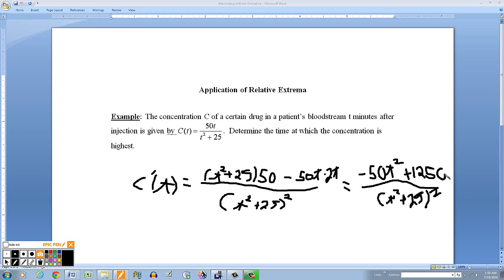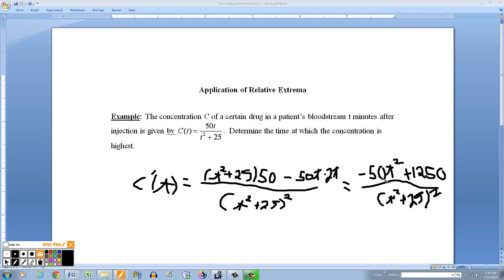Okay, so this problem is dealing with relative extrema. For the relative extrema, we need the critical numbers of the function, which are those numbers in the domain of the function for which the derivative is 0 or the derivative is undefined. Since we have t squared plus 25 in the bottom, quantity squared, there are no values that will make this 0. That's where it would be undefined. So the only concern we have is when is the numerator 0? Because that's when the derivative is 0.